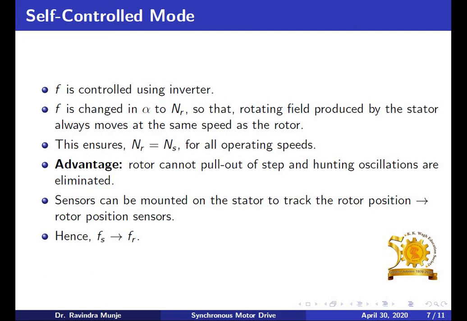Here we need to note down two differences. The first one is, in the self-control mode, Ns is equal to Nr for all operating speeds, whereas in the earlier method, true synchronous mode, Ns and Nr are not the same. Nr tracks the Ns for change in the frequency, but here in the self-control mode they are the same. And the other difference is, in this method there are no hunting oscillations, whereas in true synchronous mode there can be hunting oscillations. Now sensors can be mounted on the stator to track the rotor position, and these are called rotor position sensors, and because of that the stator supply frequency can be made to track the frequency of these signals.